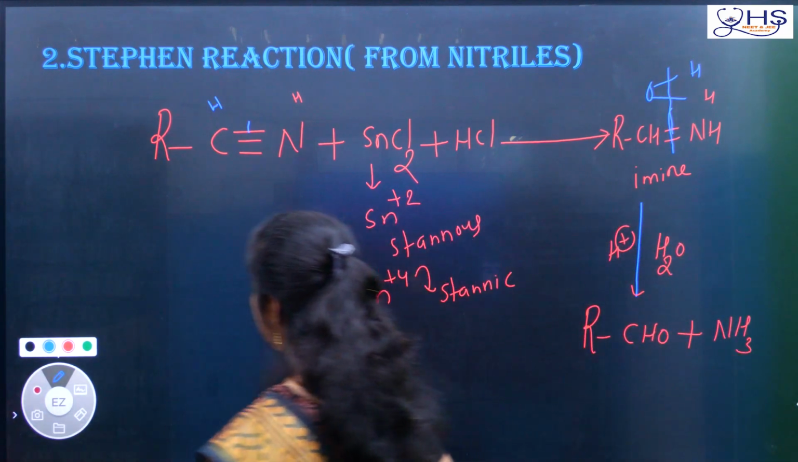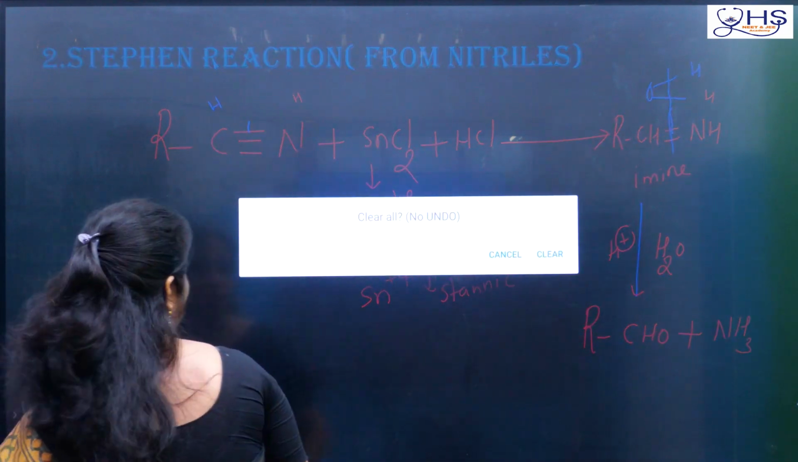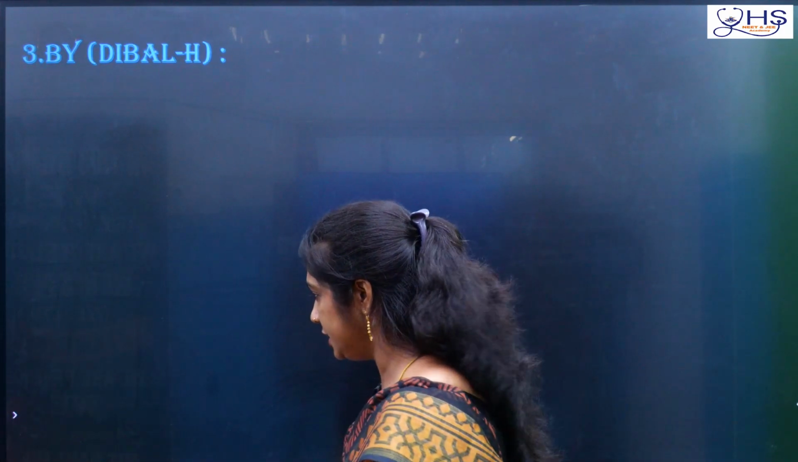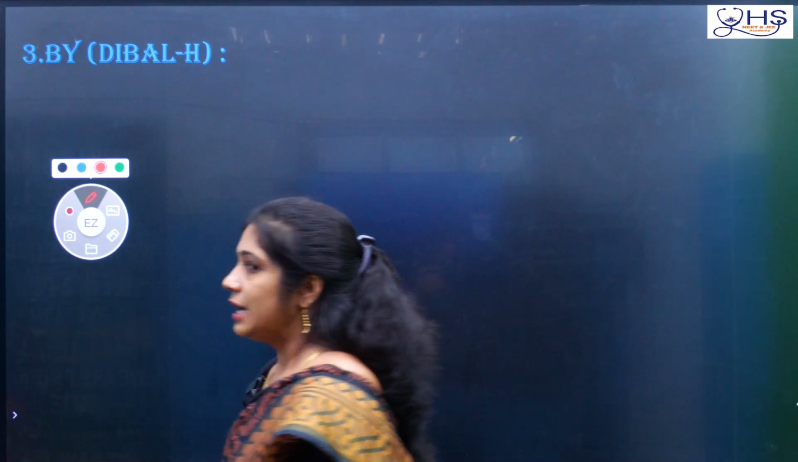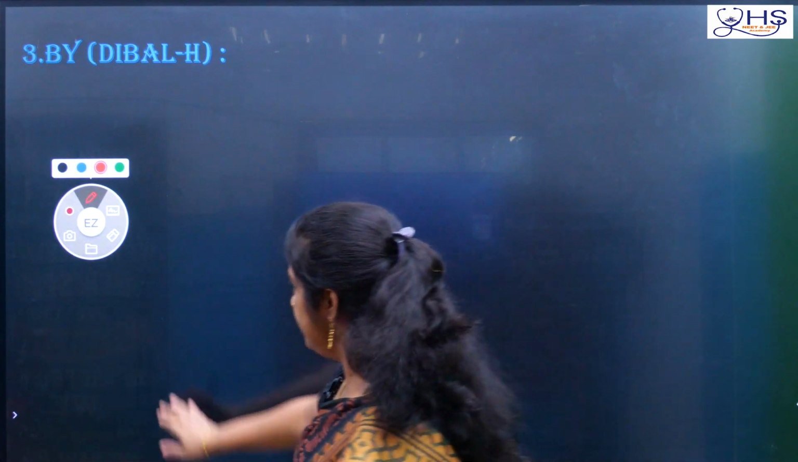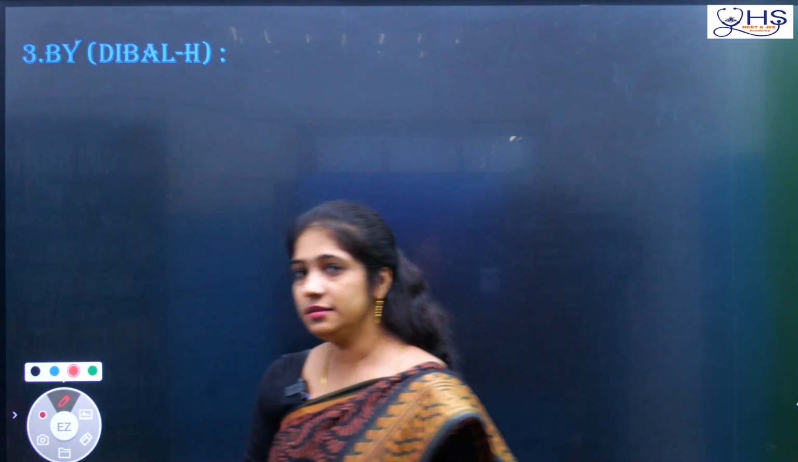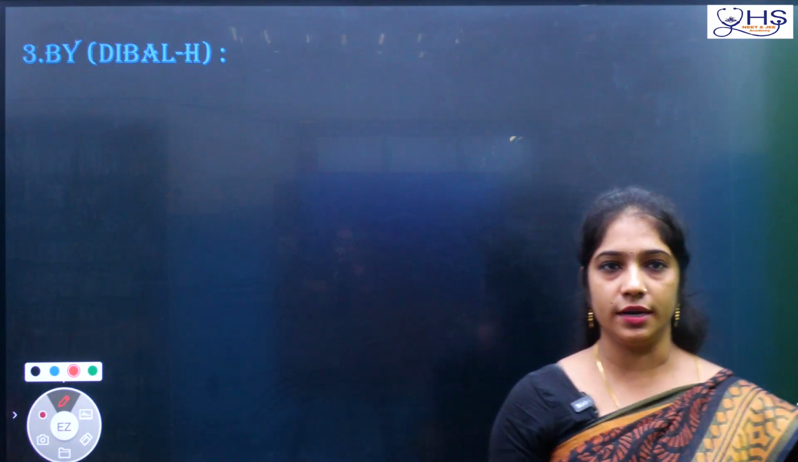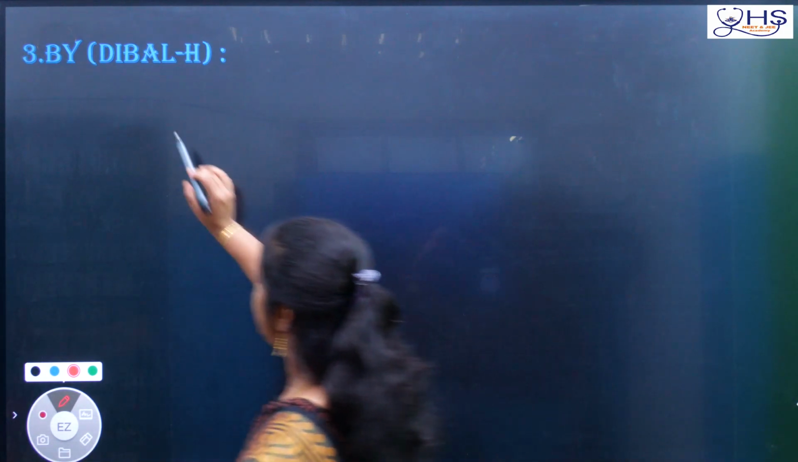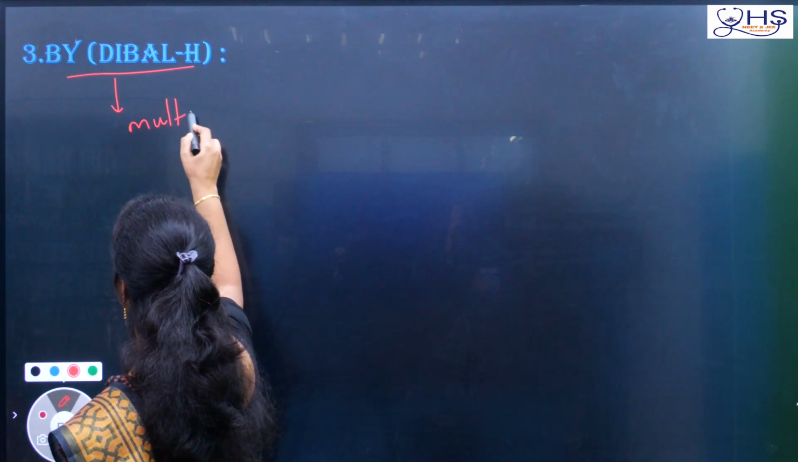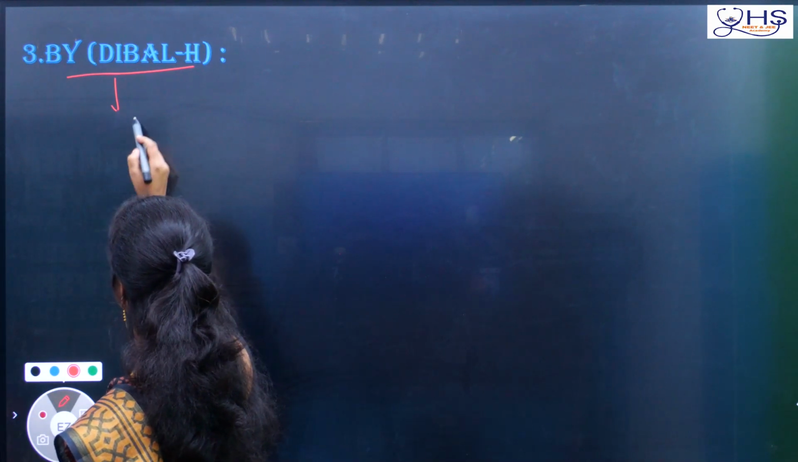Next, we will move to the next reaction, that is DIBAH. If you see the Rosenmund reduction, only acid halide can be converted to aldehyde. If you look at the Stephen reaction, you can convert only nitrile to aldehyde, but DIBAH is a multifunctional group reagent. Or you can say a versatile reagent.